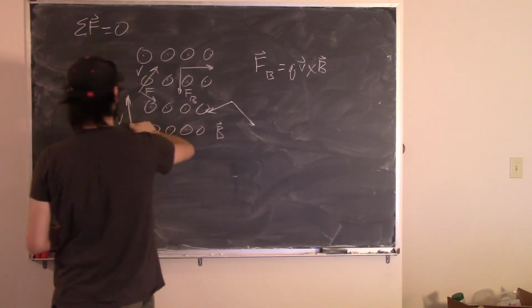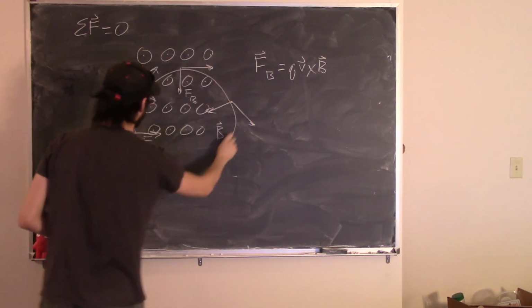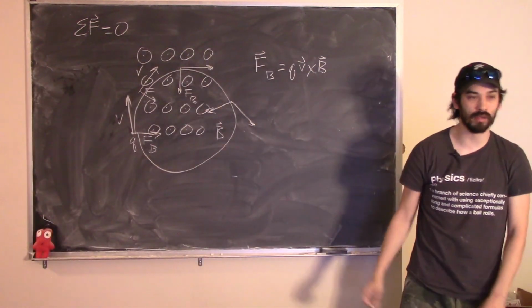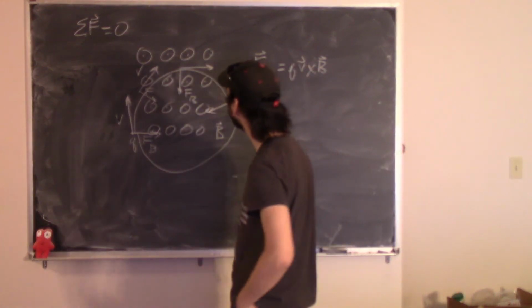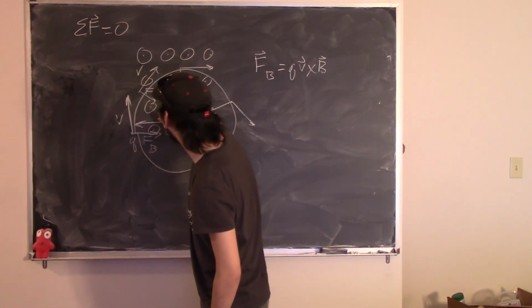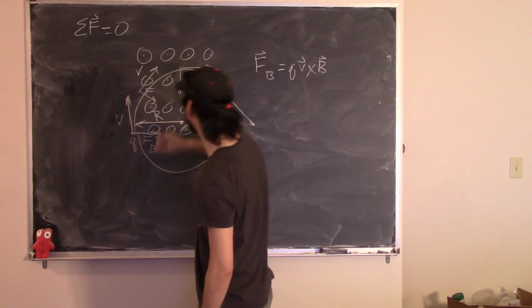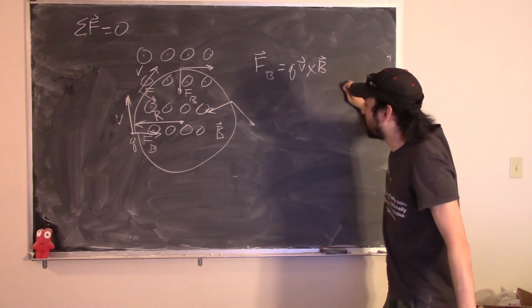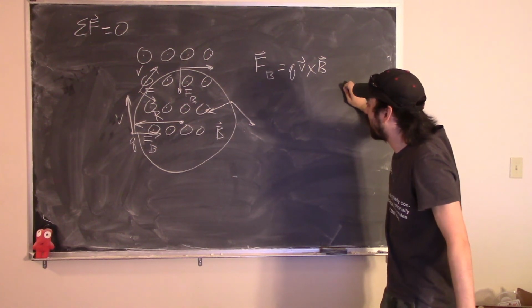And so what we're seeing is this charge is going to be going around in a circle. Okay? Now, the second part of this question asks you to find what the radius of this circle is. Okay? So in order to do this, we're going to have to remember some kinematics from the last semester.